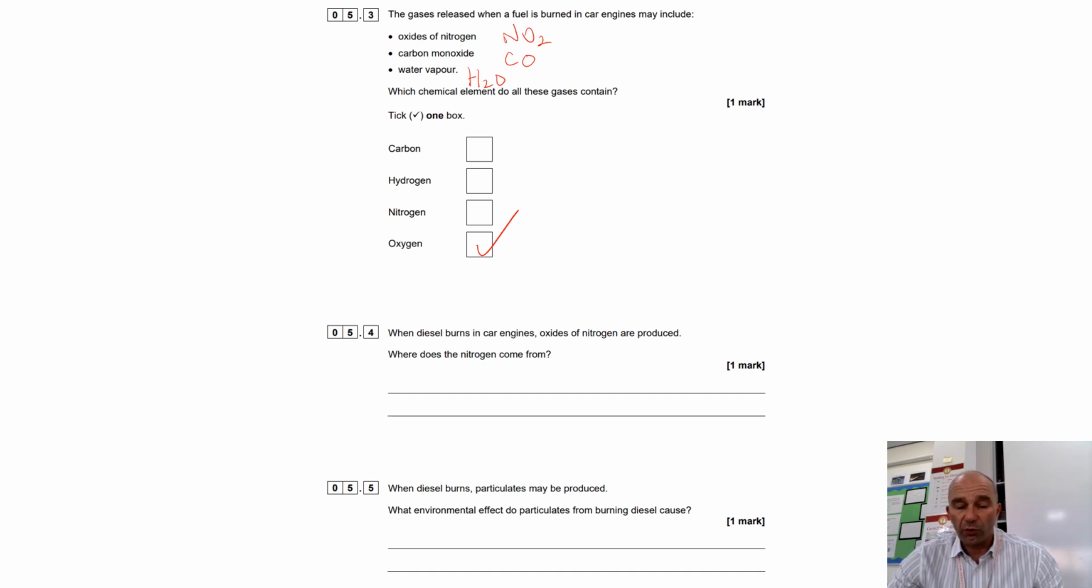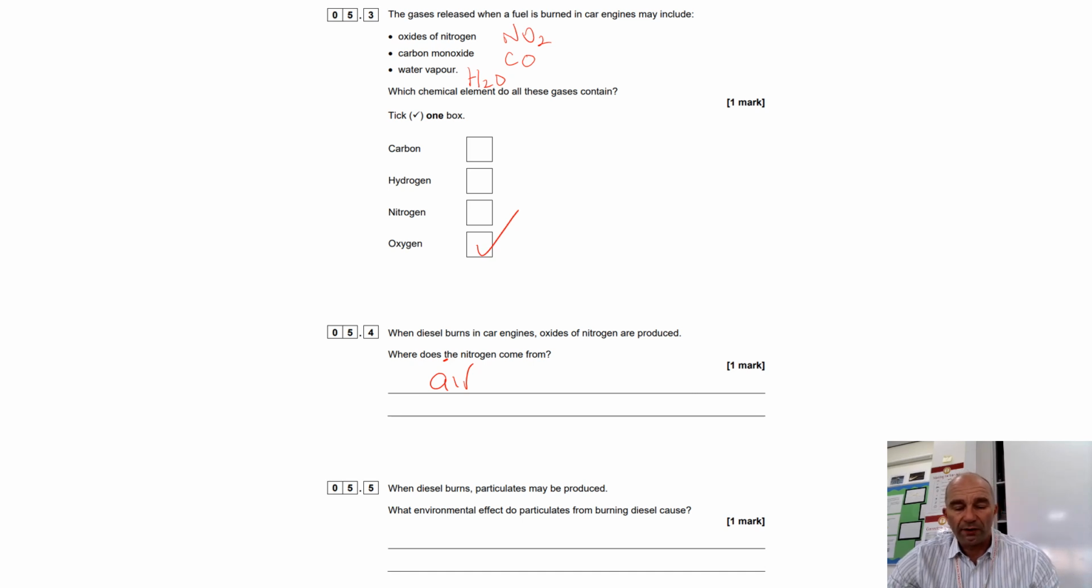And then 5.4, when diesel burns in car engines, oxides of nitrogen are produced. Where does the nitrogen come from? Well, there's only one possible place. 78% of the air consists of nitrogen. So where else is it going to come from? So, air. Give you loads of space just to write a 3-letter word, but there's your mark.